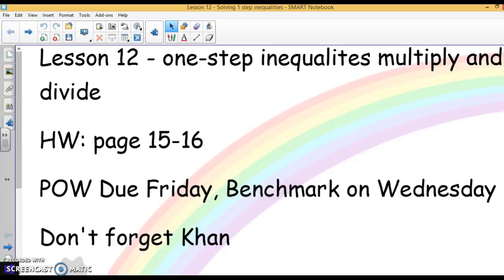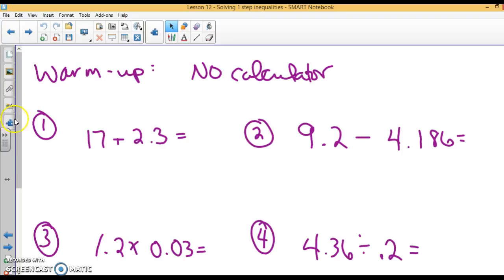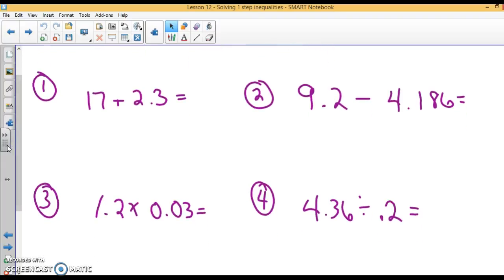28th lesson is Pre-Algebra Unit 3, Lesson 12, One-Step Inequalities, Multiplying and Dividing. Here's the homework that goes along with it. Okay, I want you to pause and do these problems.